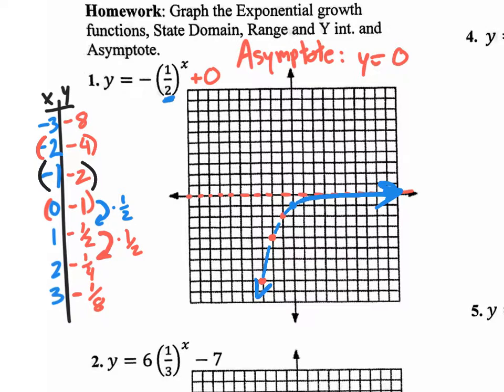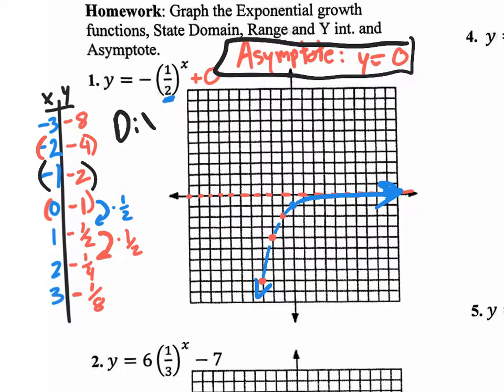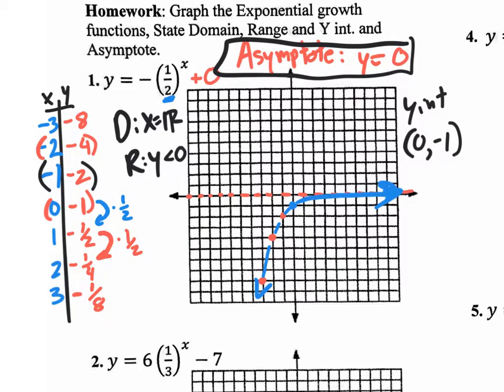We already said that the asymptote was y equals 0. How about the domain? What's the domain? X equals all real numbers. How about the range? Is y above or below a certain value? It's less than 0. And now, what else did we need? The y-intercept. And you could say 0, a plus k. So that'd be -1 plus 0. So that'd be -1. Or you could simply look at where it crosses at 0, -1. And that's the answer to number 1. Should we try a different one or give you time to work on it?